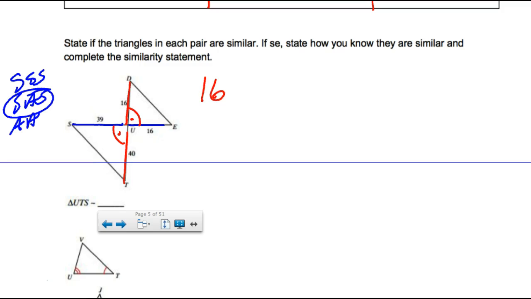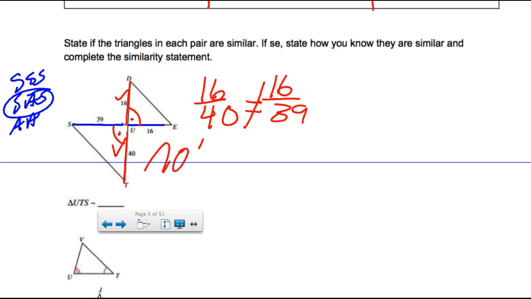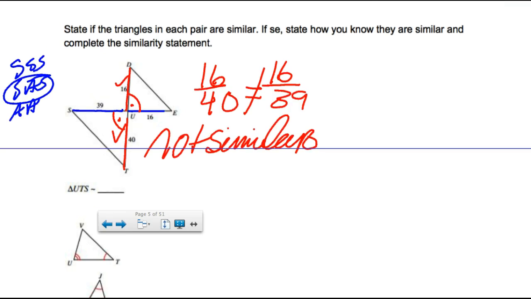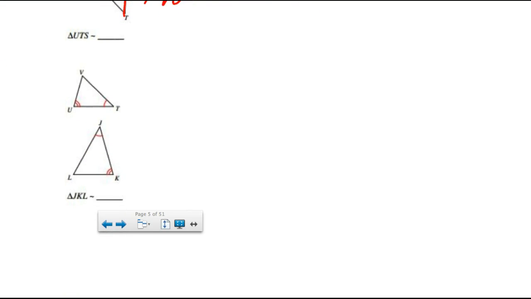So I've got to run a little test. Does 16 over 40 equal 16 over 39? Well, that's so not true, right? So these are actually not similar. I can't get the only one that could possibly work. I can't meet the criteria for similarity. So I can't complete the similarity statement because they're not similar.